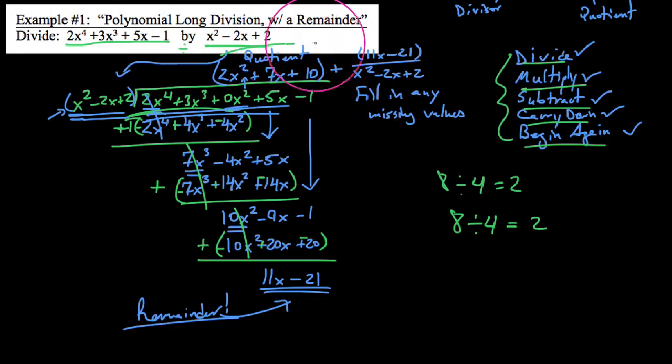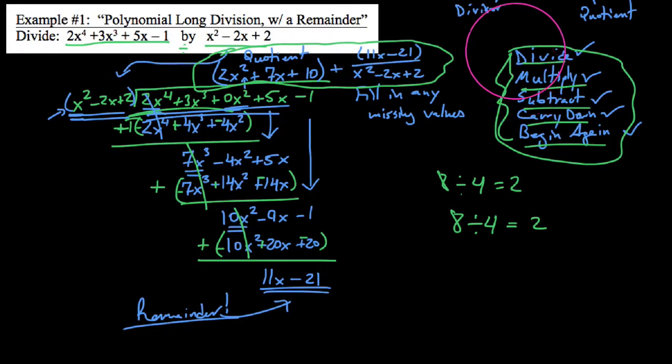So all of this right here is the quotient we were after. And that is how you carry out long division with polynomials. You just follow this division algorithm.